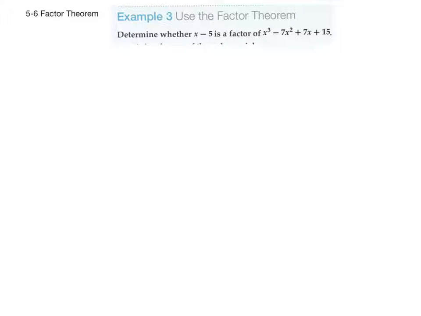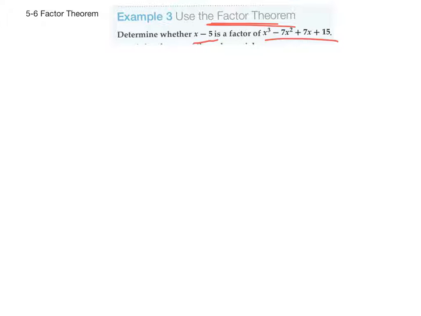Today we're going to do the factor theorem right here. To do the factor theorem, all that means is we're going to use the remainder theorem we just learned, and we're going to divide this factor into this. If it divides evenly and the remainder is 0, then we have a factor.